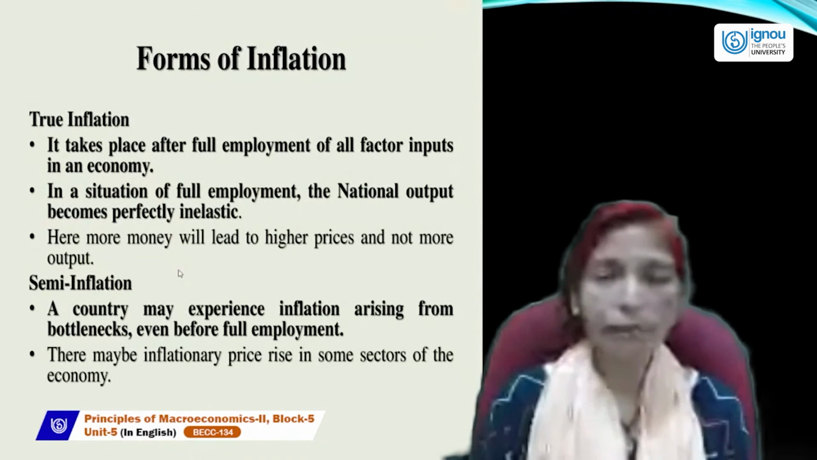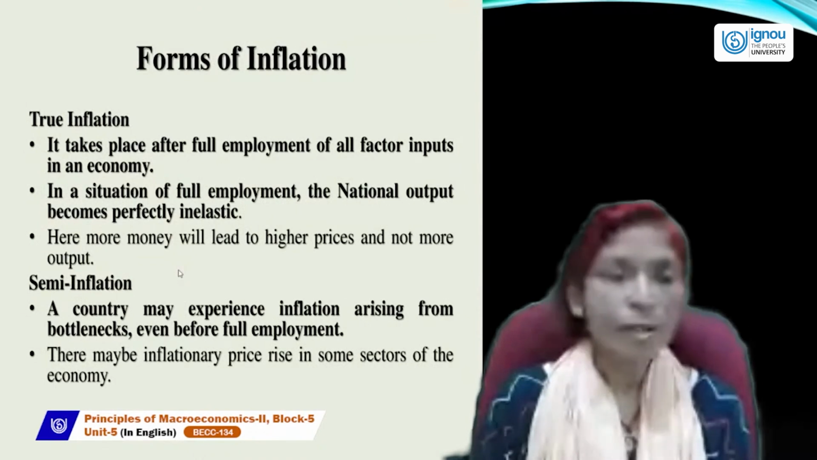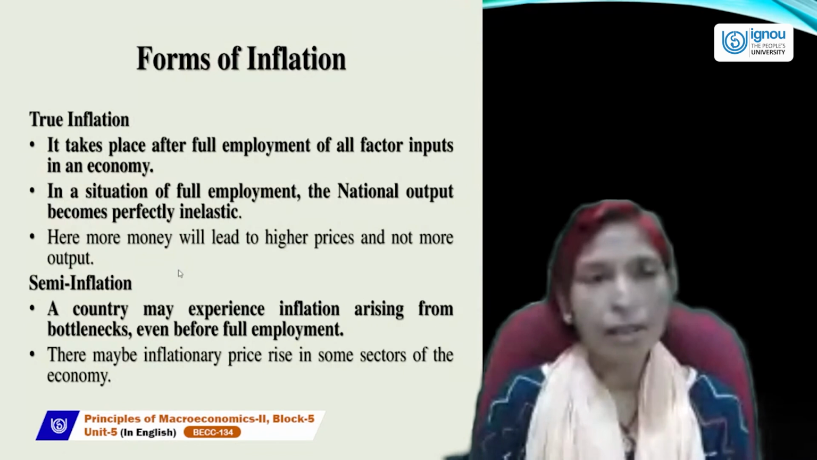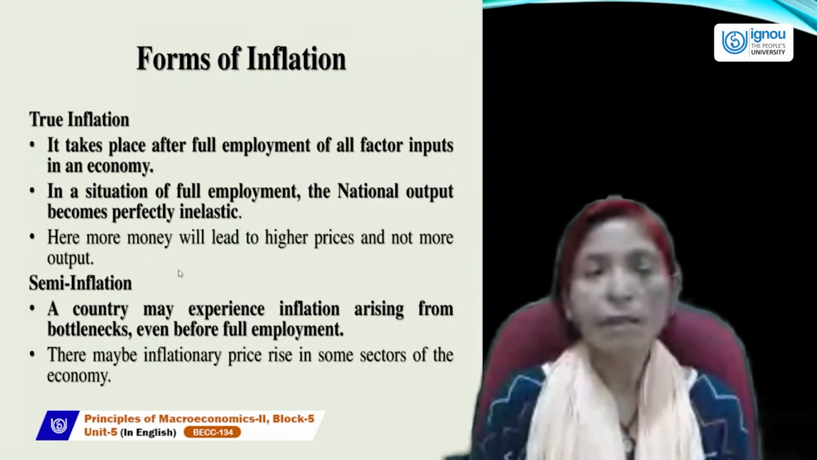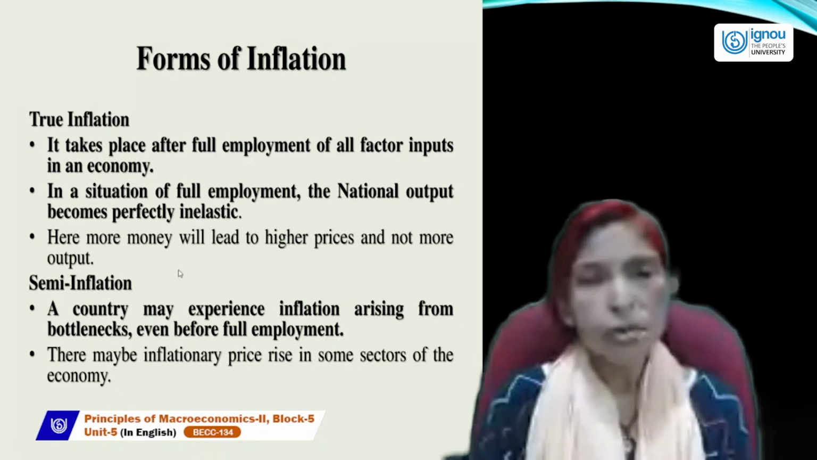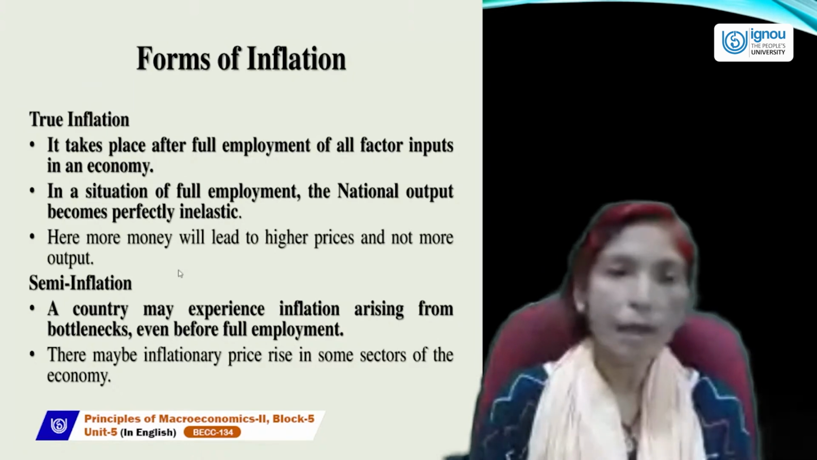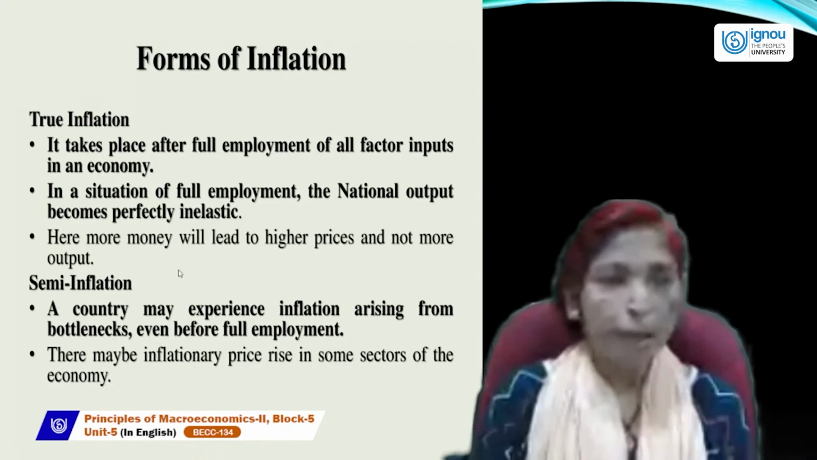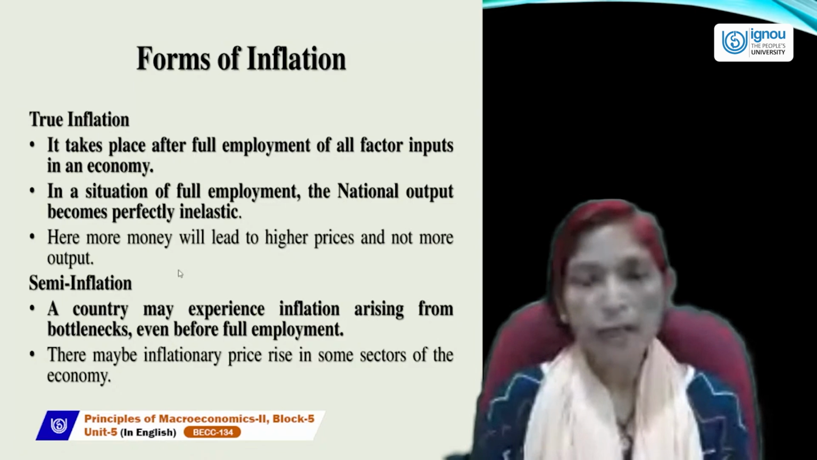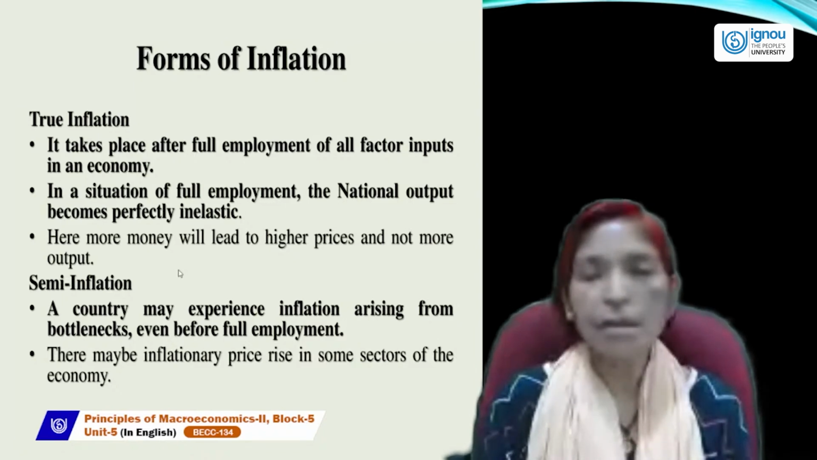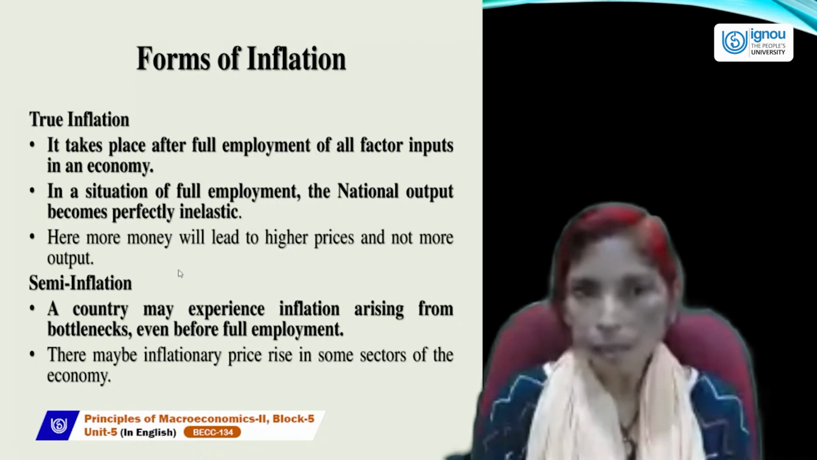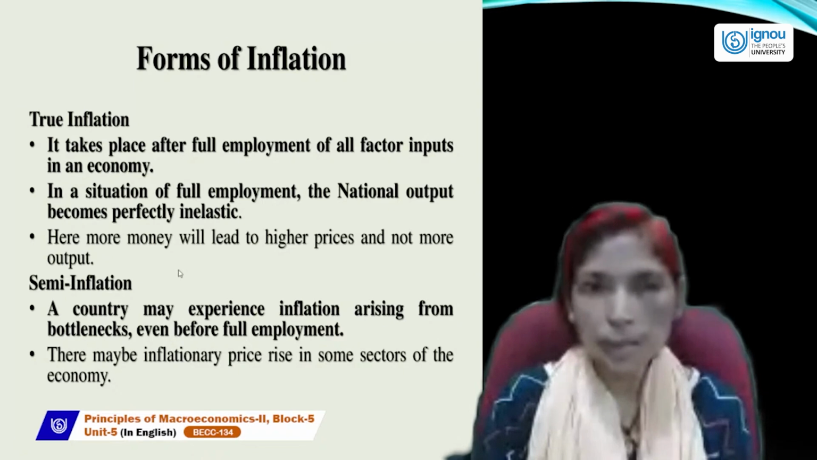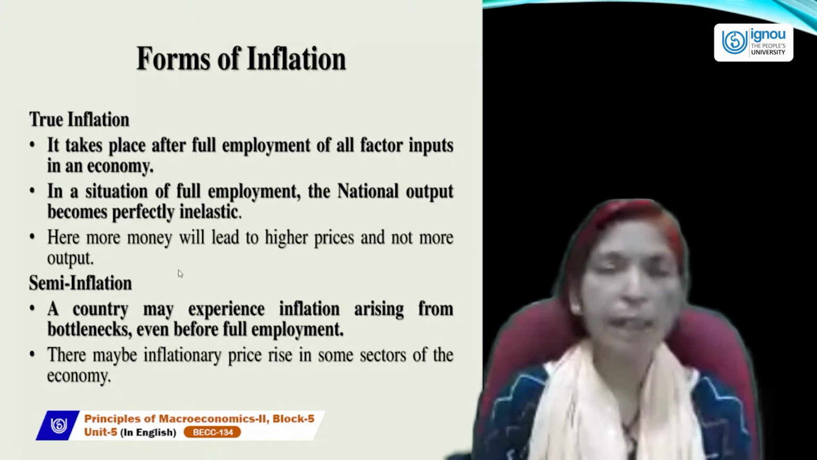Next, other forms of inflation are also here. First is true inflation. True inflation always exists after achieving the full employment level. So true inflation takes place after full employment of all factor inputs in an economy. It is a situation of full employment. The national output becomes perfectly inelastic. It means at the level of full employment, national income can't increase, national output can't increase, employment level can't increase. Then what will increase? Only price level can increase.